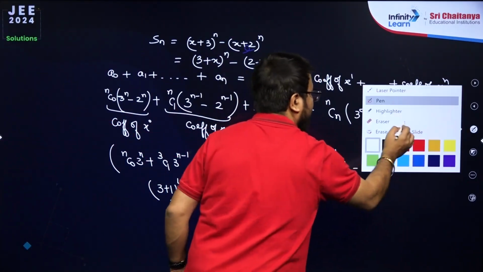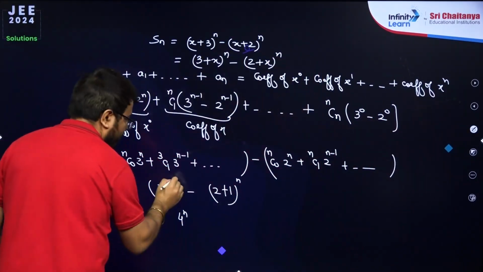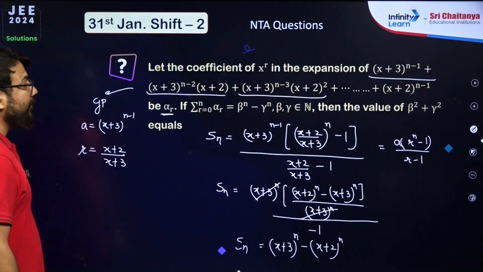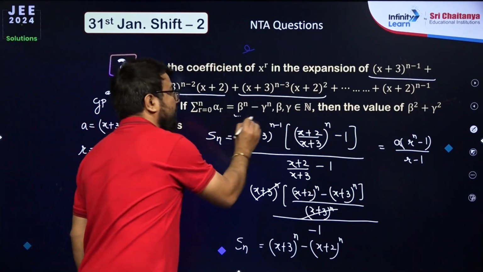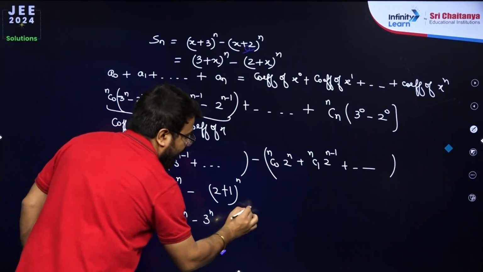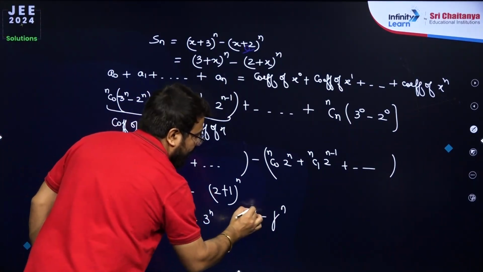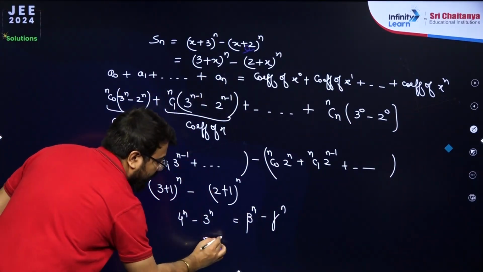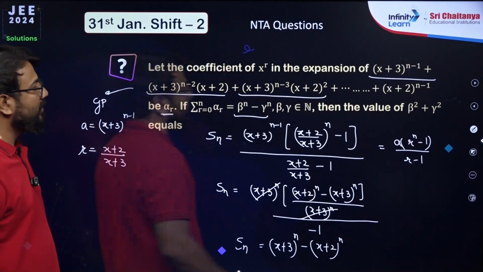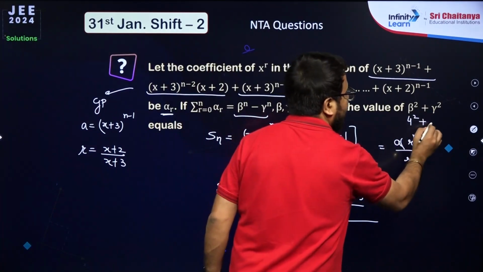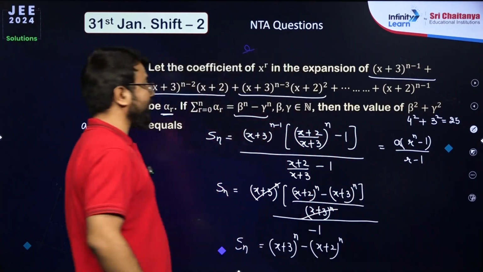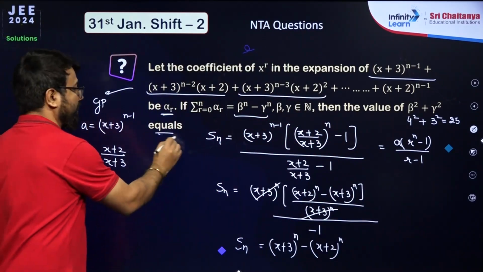Basically this is n being written. This one is 4 raised to the power n, and this is 3 raised to the power n. Alright. So this sum is beta raised to the power n minus gamma raised to the power n. So I got the value of beta as 4 and the value of gamma as 3. If beta is 4 and gamma is 3, they have asked us to get the value of beta square plus gamma square. So the result will be 25. The answer to this problem will be 25.